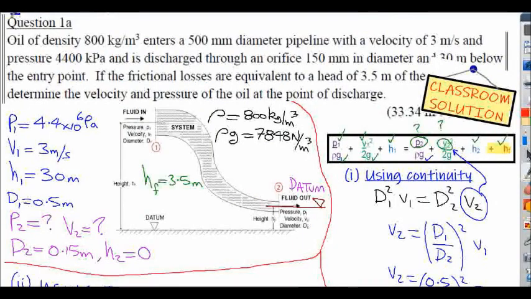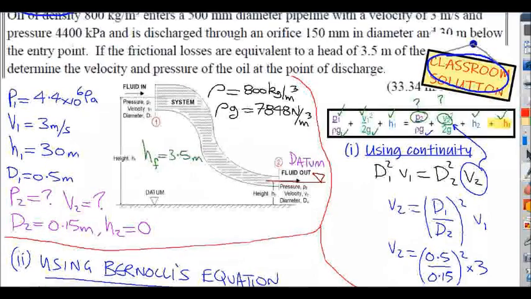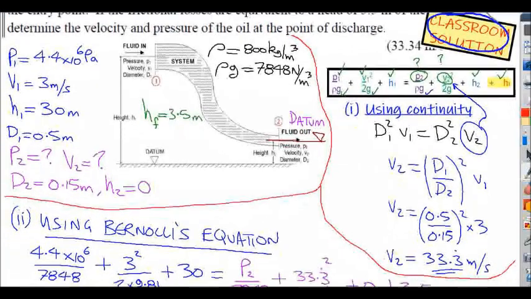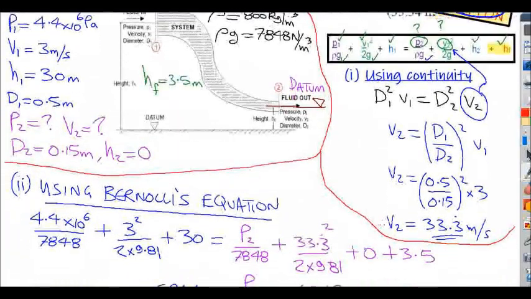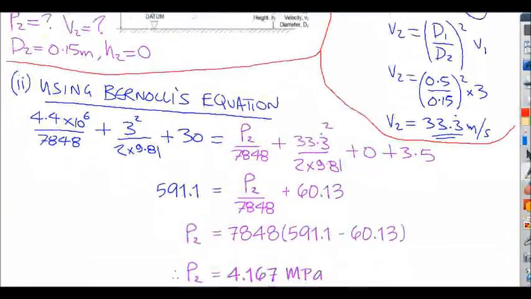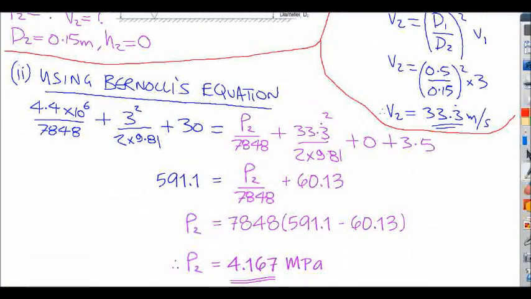Here's question 1A classroom solution worked through with the students. Commence with the continuity equation to find the velocity, and then using Bernoulli's equation we calculated pressure P2.